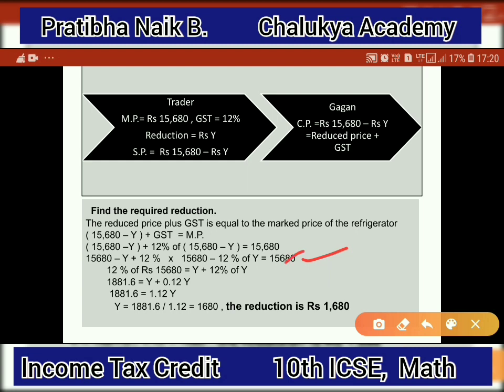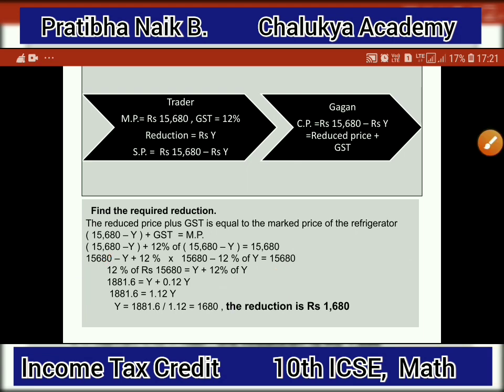So you can see here 15,680 will be cancelled because they are on opposite sides with the same value. So what is left here? Now we can take minus y and minus 12% of y to the other side. So we come to this equation: 1,881 rupees 60 paise is equal to y plus 0.12y. So here we get 1,881 rupees 60 paise is equal to 1.12y.